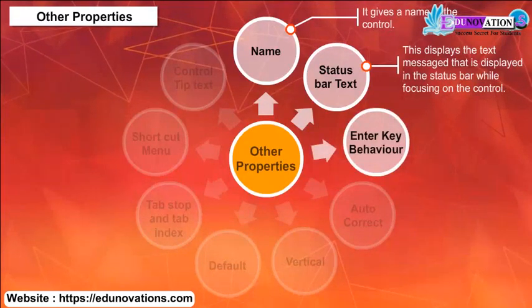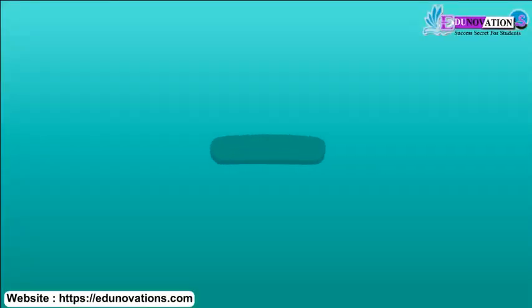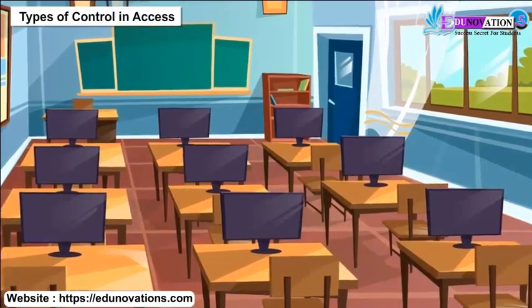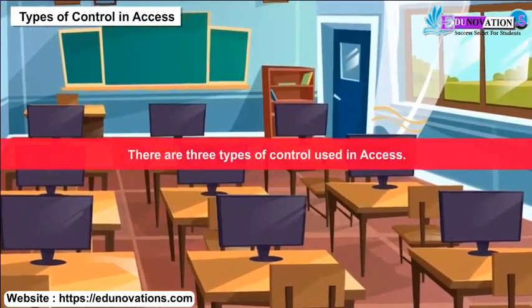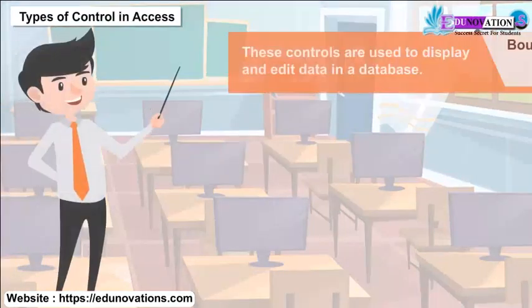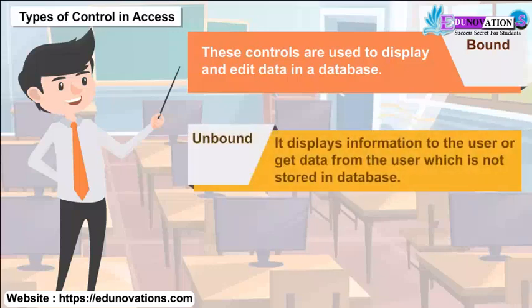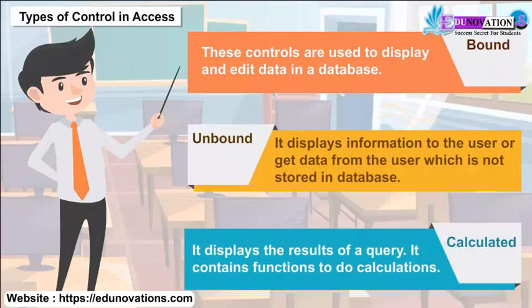Enter key behavior. It decides the behavior of the Enter key. Common controls in Access. Types of control in Access. There are three types of controls used in Access. Bound. These controls are used to display and edit data in a database. Unbound. It displays information to the user or gets data from the user which is not stored in the database. Calculated. It displays the results of a query. It contains functions to do calculations.